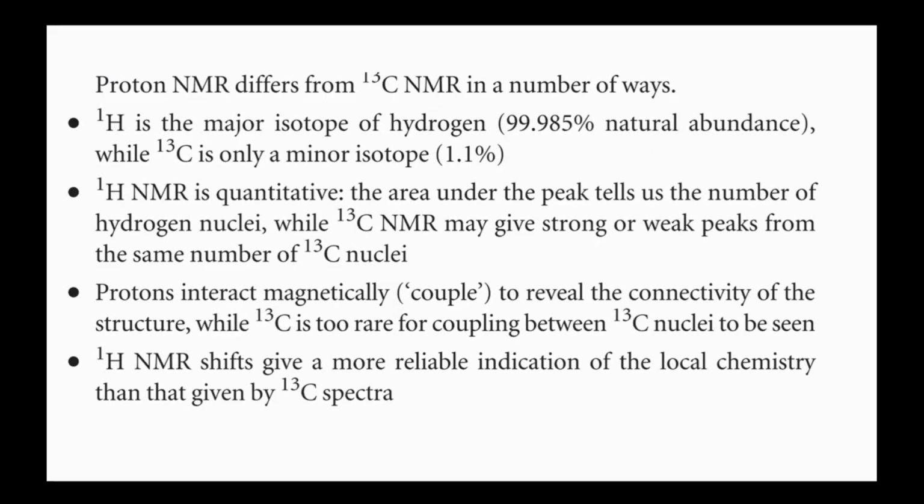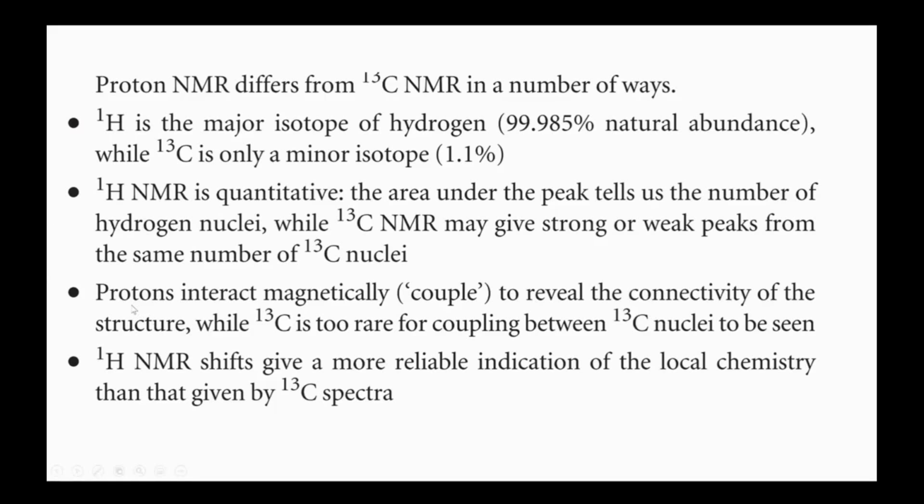So Proton NMR differs from carbon NMR in a number of ways. Number one, proton is the major isotope of hydrogen, that is 99.985% natural abundance, while C13 is only a minor isotope, that is 1.1%. And Proton NMR is quantitative. The area under the peak tells us the number of hydrogen nuclei, while C13 NMR gives strong or weak peaks from the same number of C13 nuclei. So in simple words, we can integrate the Proton NMR, we cannot integrate the carbon NMR, when we are discussing the differences of proton and carbon.